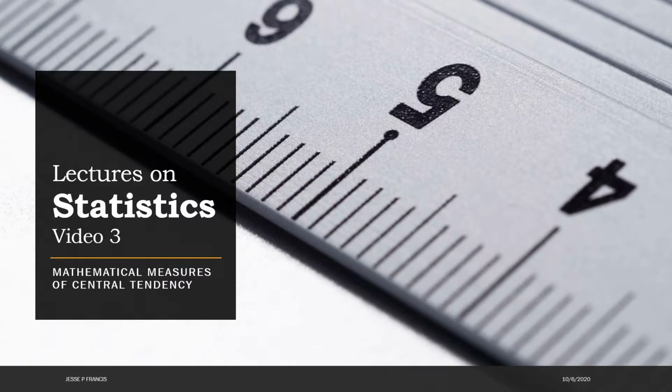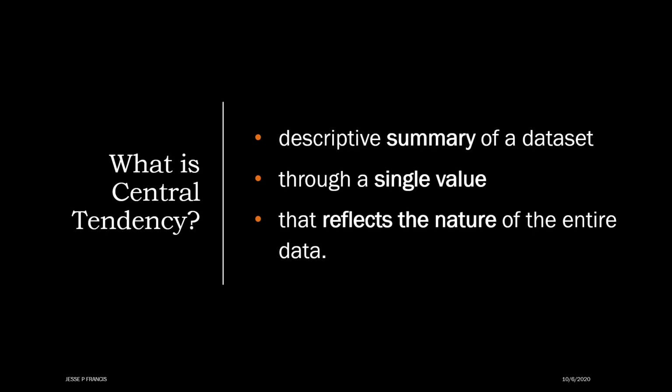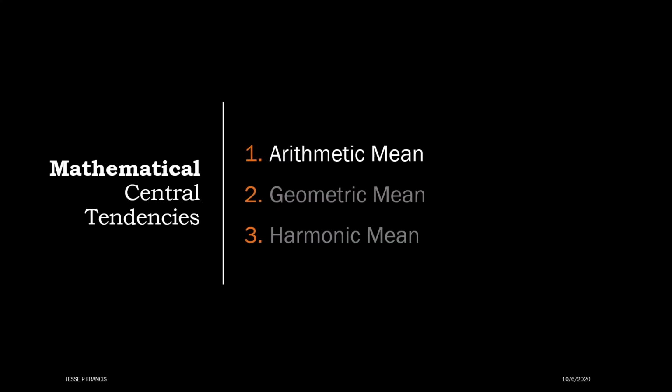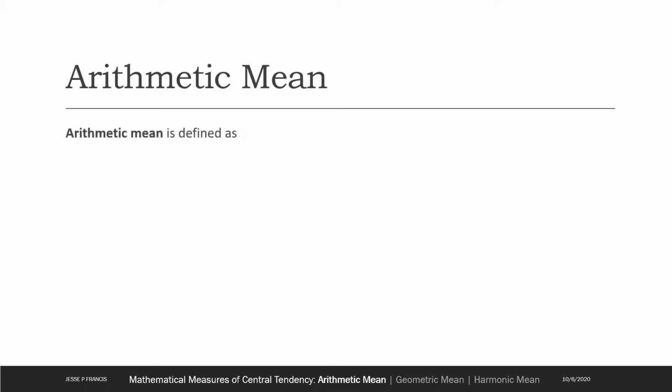Hi, in this video we are going to talk about mathematical measures of central tendency. We define central tendency as a descriptive summary of a data set through a single value that reflects the nature of the entire data. We notice that there are 5 central tendencies that we are going to discuss in this session, and there are 3 mathematical central tendencies: arithmetic, geometric, and harmonic mean. And then there are median and mode, which are positional central tendencies. In this video, we're going to talk about mathematical central tendencies, and we'll start our discussion with arithmetic mean.